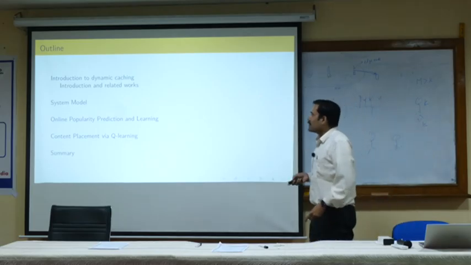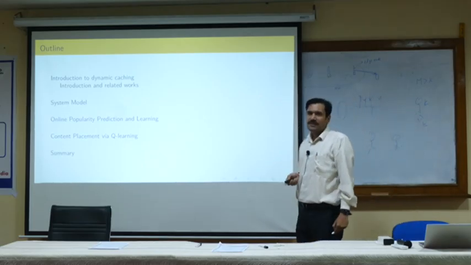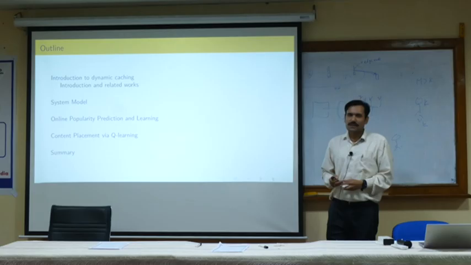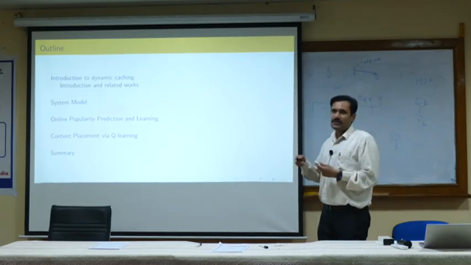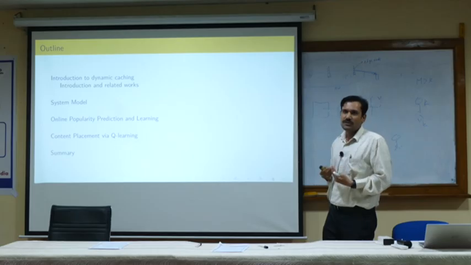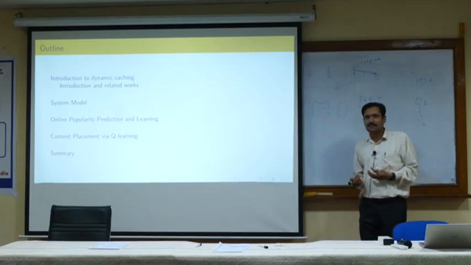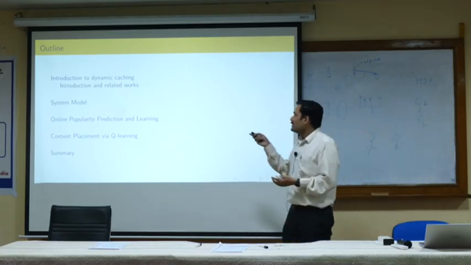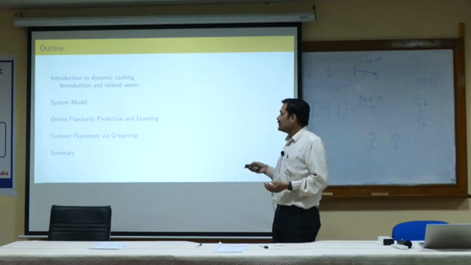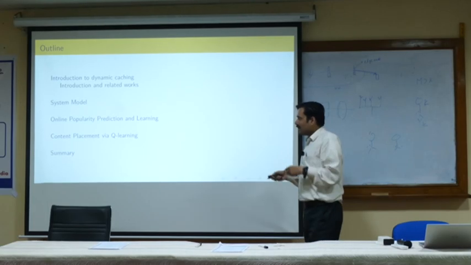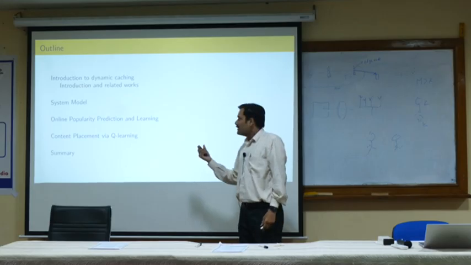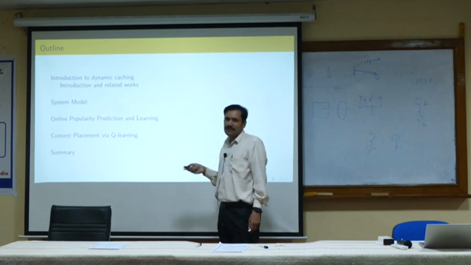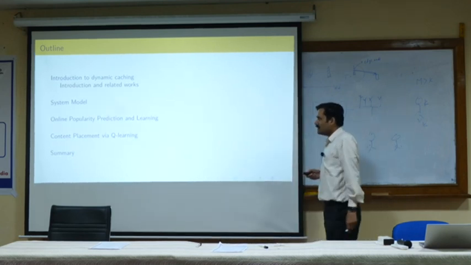So this is the outline of the presentation. Here we are presenting dynamic caching. Dynamic caching means the popularity of the files that we want to store in advance is changing, so how do we store them? That is dynamic caching. We first present the motivation and introduction to dynamic caching, followed by the system model. Then we present online popularity prediction and learning techniques. Note that there are two techniques here: one is a prediction based technique and the second is a learning based technique.